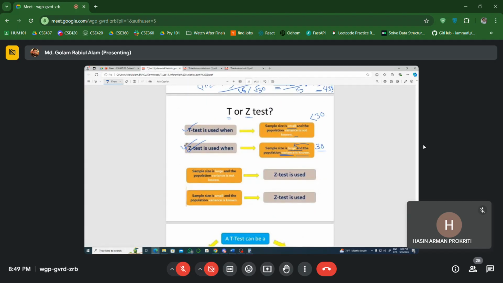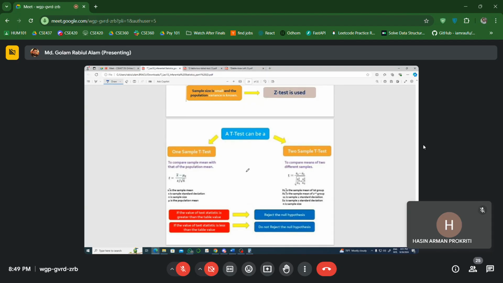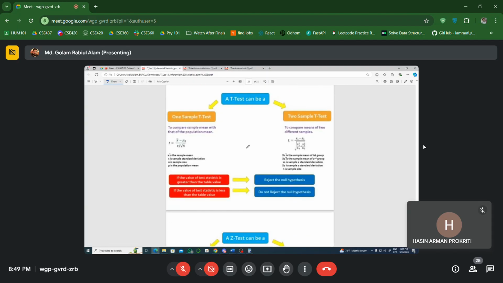Okay, so Z-test and T-test, based on the sample size and the given population variance, we can select whether we have to apply the Z-test or T-test. We have to know a little bit more. A T-test and Z-test can be a one sample test and maybe a two sample test also. For the one sample T-test, the equation is this. Similar to our Z-test, the equation is here.